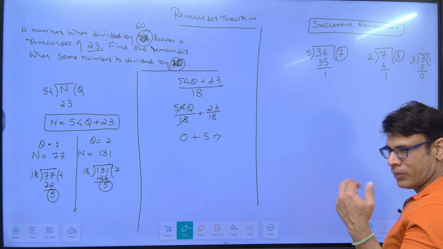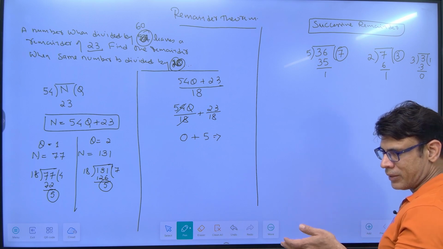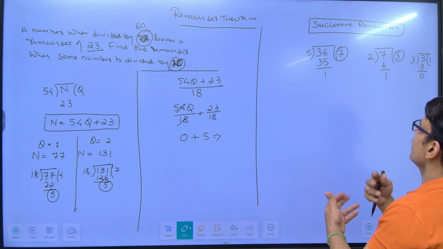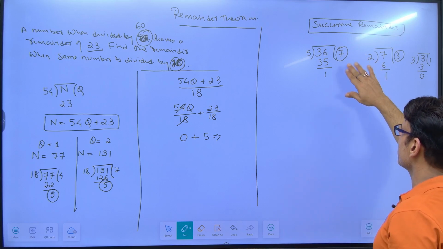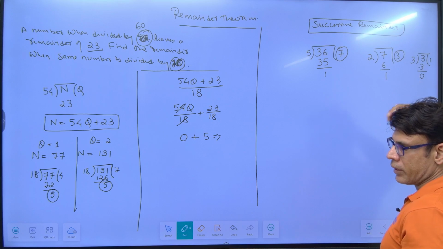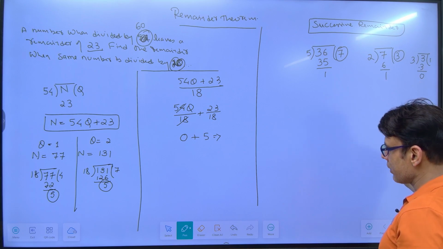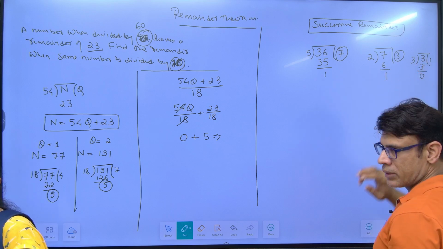So in successive remainder, what happens? There is a number. You divide that number with what? The given divisor. Then whatever is your remainder, what is your quotient? Again you take that quotient and again divide it, and keep on doing this.